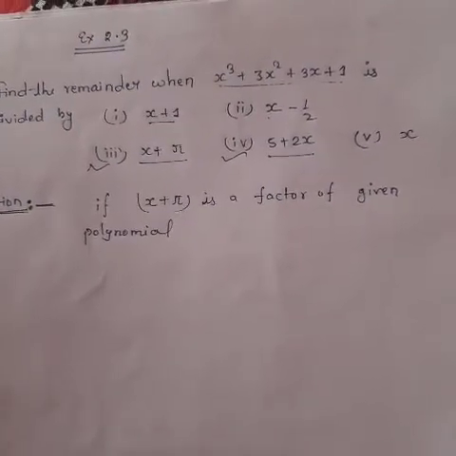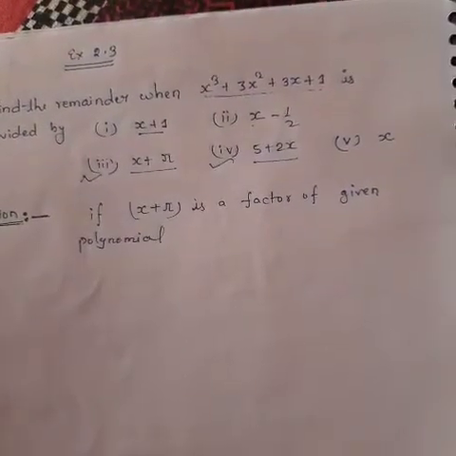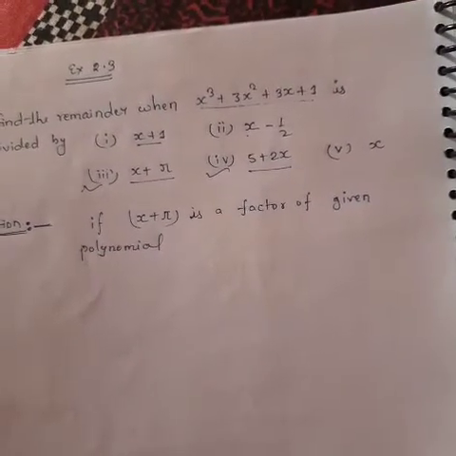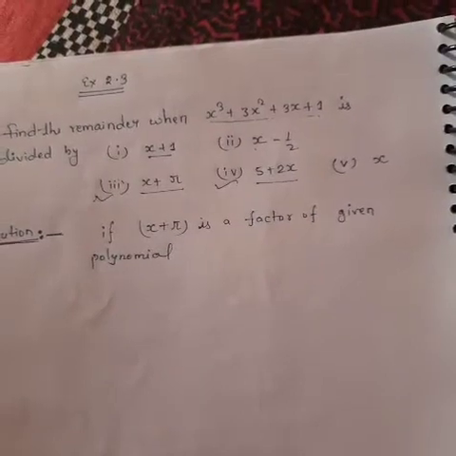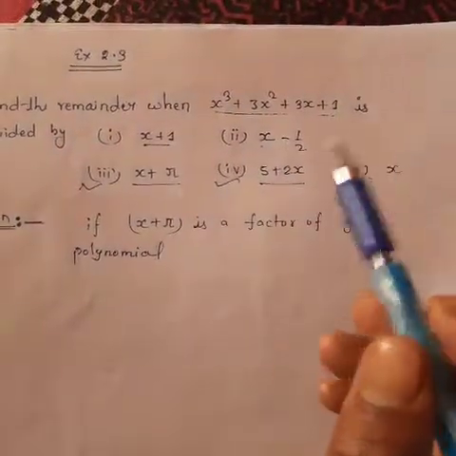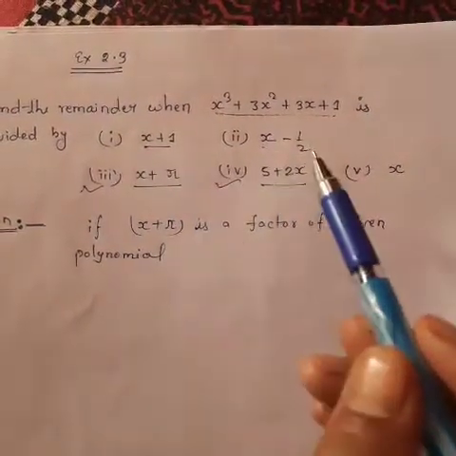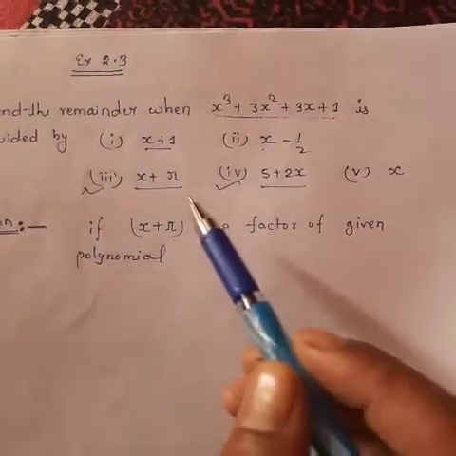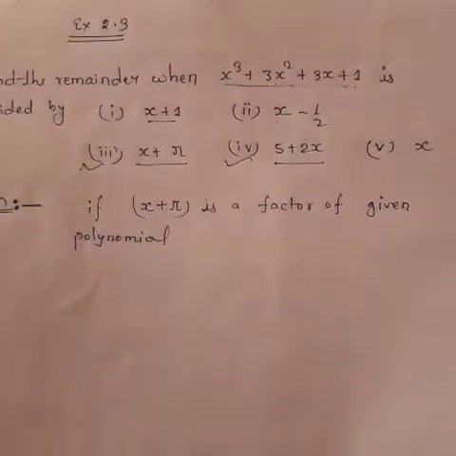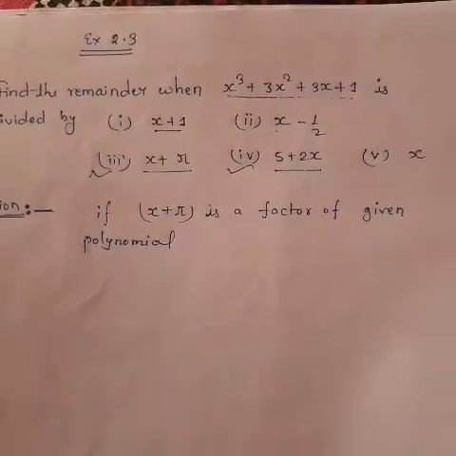Hello students, today we are going to study the chapter Polynomials, division of polynomials, and question number 1. Find the remainder when the given polynomial is divided by x plus 1, x minus half, x plus pi, 5 plus 2x, and x. So students, without actually dividing we will find the remainder.